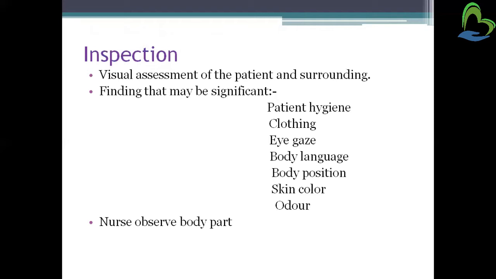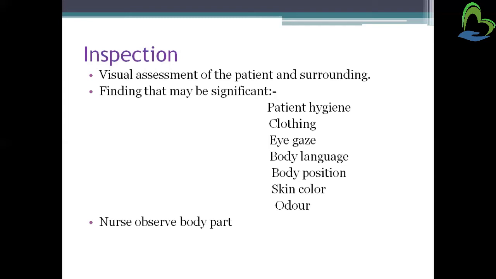Visual assessment of the patient and surroundings. Findings that may be significant are the patient's hygiene and clothing, and eye gaze. Certain eye gazes indicate some disease condition, so you must observe for that. Then the patient's body language, body posture and position, then skin color, whether the patient is cyanotic, has yellowish discoloration, or is pale. You have to observe that. Then odor: with certain drug abusers and alcoholics, you can smell and sense that the patient is alcoholic or has taken some drug.